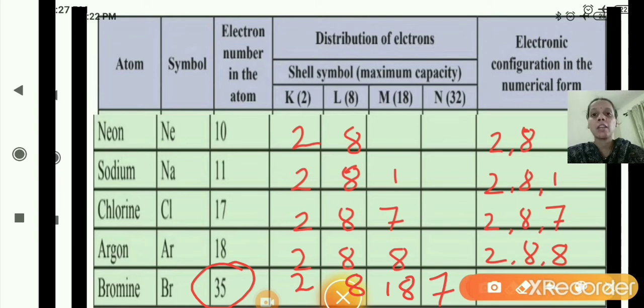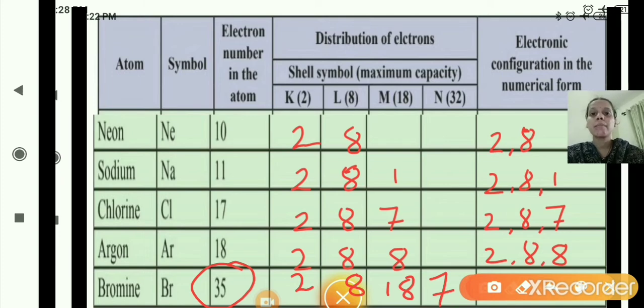Then the next one is argon, total number of electrons 18, so 2 will go in K shell, 8 in L and 8 in M. So the electronic configuration for argon is 2, 8, 8. Now the next one, that is bromine, the number of electrons 35, 2 in K shell, 8 in L shell, 18 in M shell and the remaining 7 in N shell. So the electronic configuration is 2, 8, 18, 7. I hope you are clear till here.